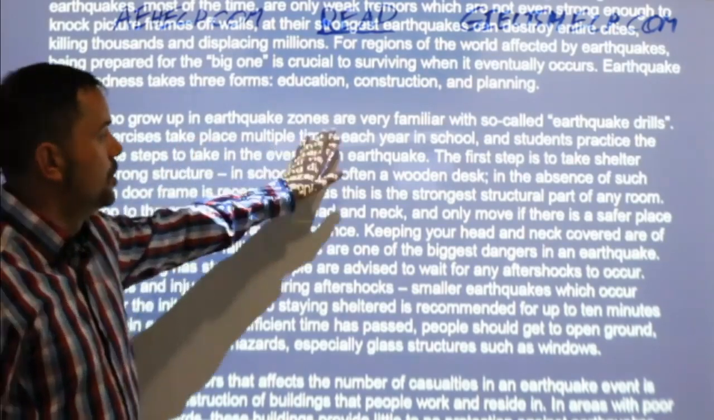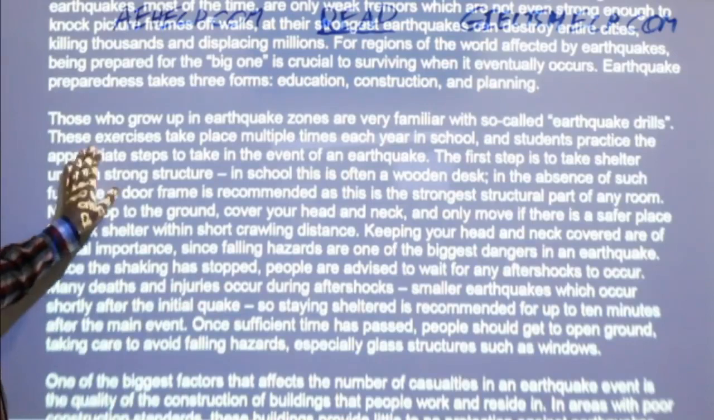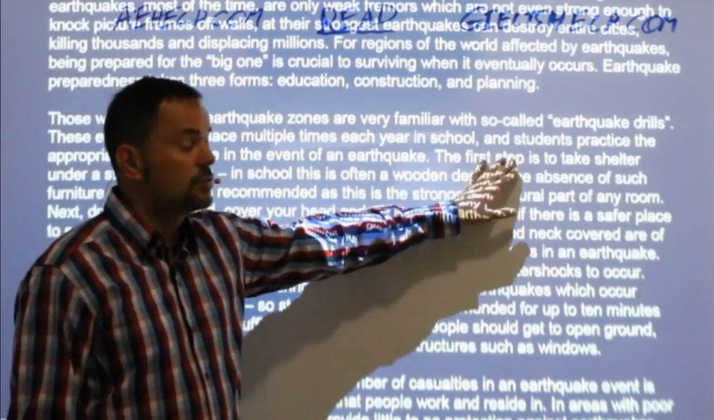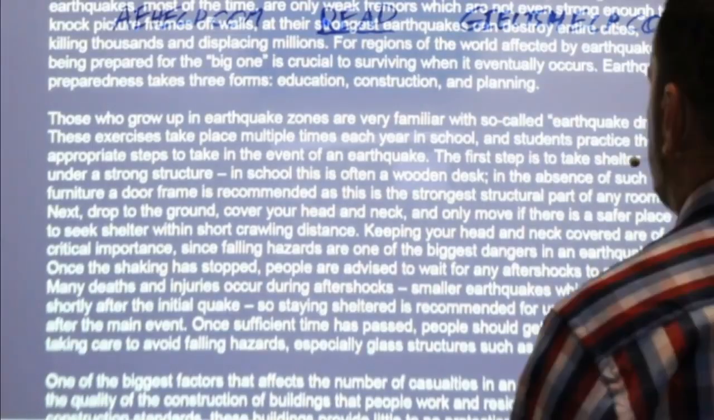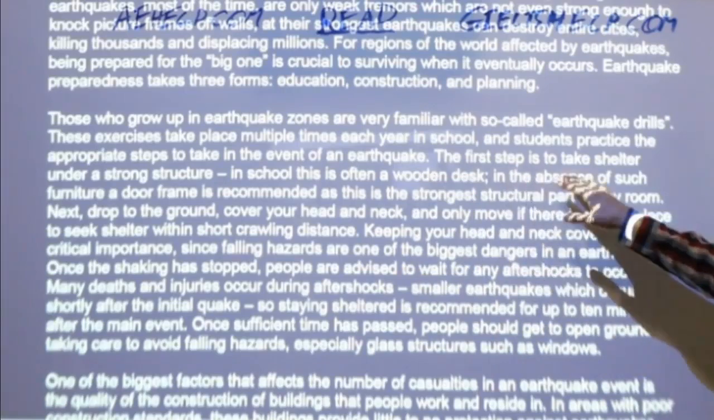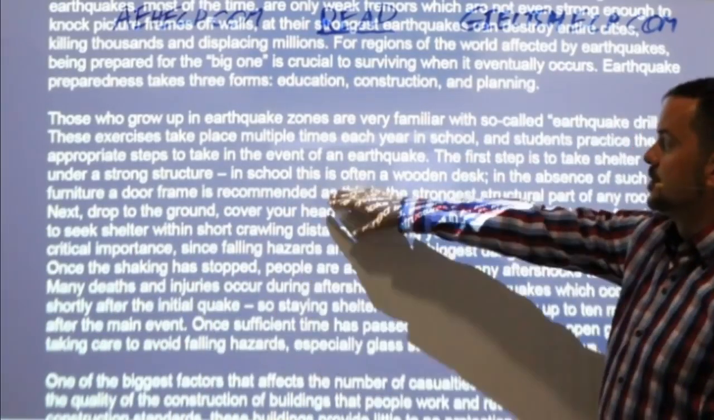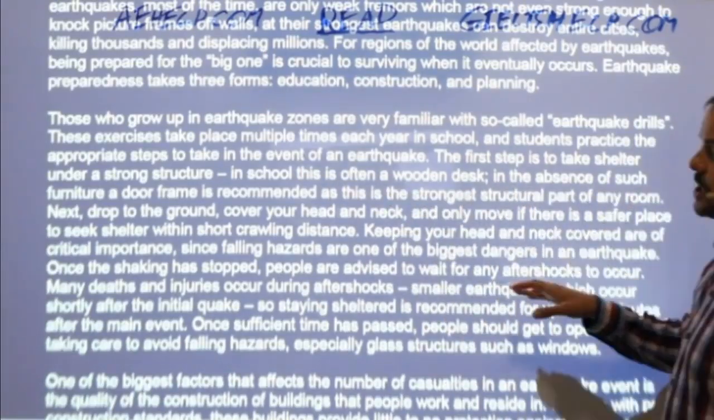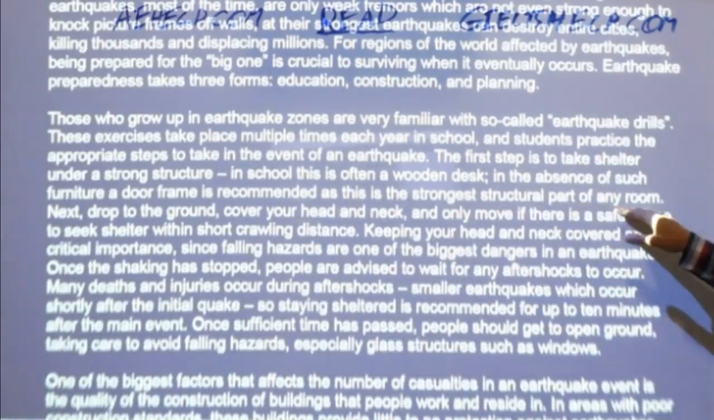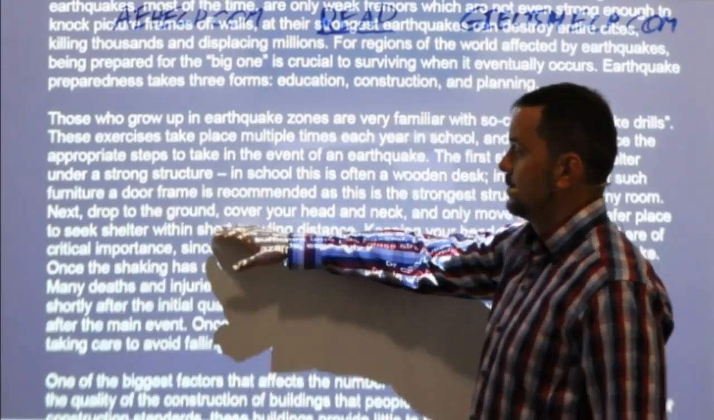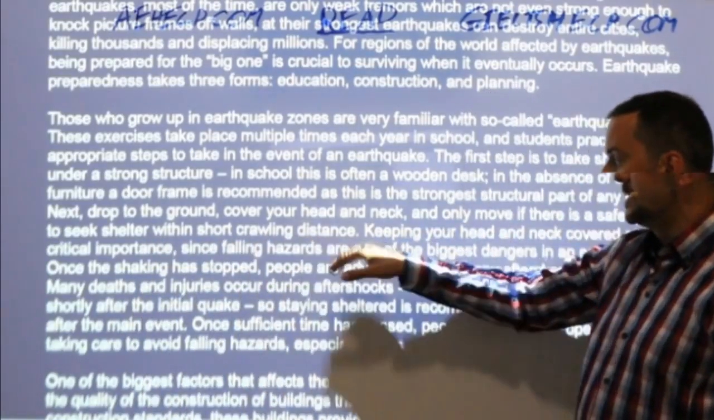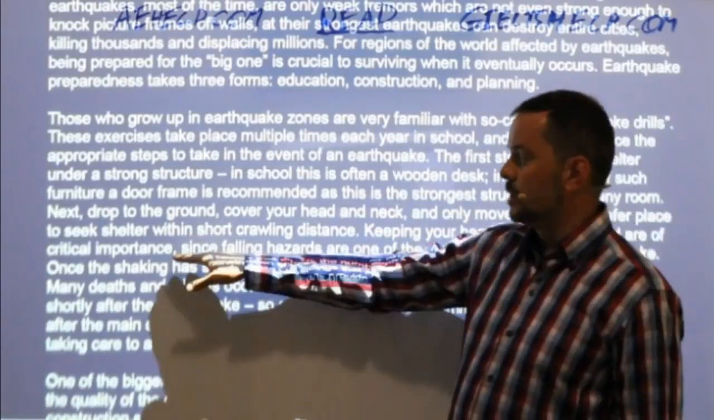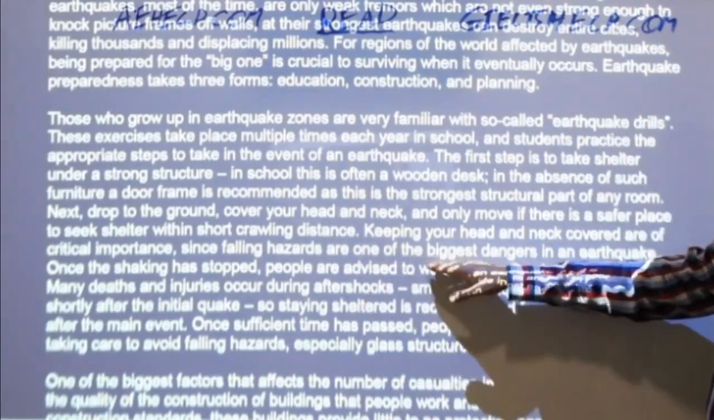Okay, let's keep reading with the next paragraph. Those who grow up in earthquake zones are very familiar with so-called earthquake drills. These exercises take place multiple times each year in school, and students practice the appropriate steps to take in the event of an earthquake. The first step is to take shelter under a strong structure. In schools, this is often a wooden desk. In the absence of such furniture, a door frame is recommended, as this is the strongest structural part of any room. Next, drop to the ground. Cover your head and neck, and only move if there's a safer place to seek shelter within short crawling distance. Keeping your head and neck covered are of critical importance, since falling hazards are often one of the biggest dangers in an earthquake.